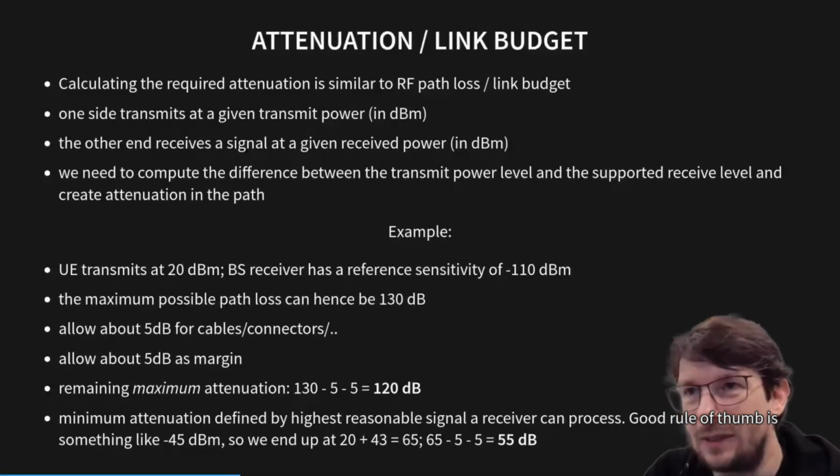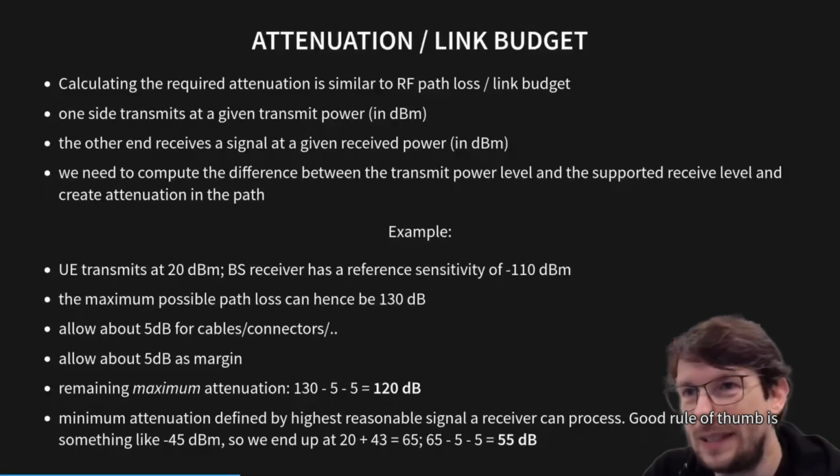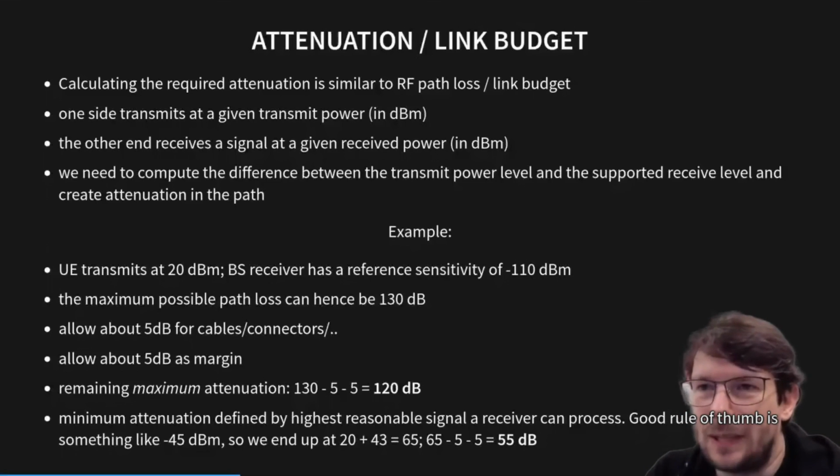And then we compute the difference between the transmit power and the intended receive power, which leads us to the loss or the attenuation that we need to have in our path. And then that is what we need to implement in our network. So assuming the following example here, the user equipment transmits at 20 dBm, and the base station receiver has a reference sensitivity of minus 110 dBm.